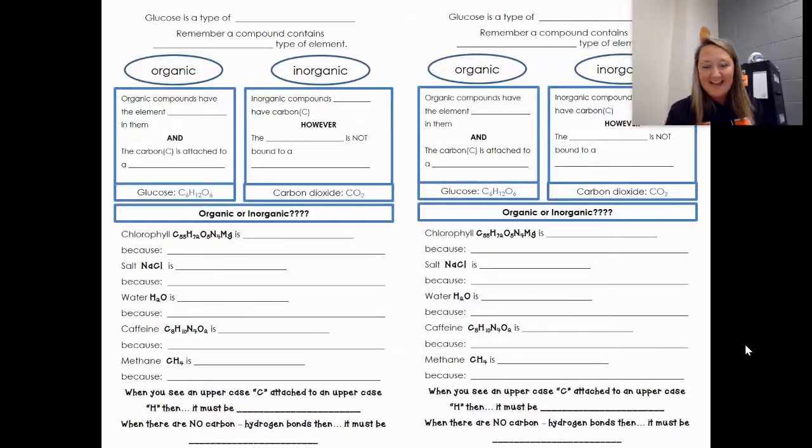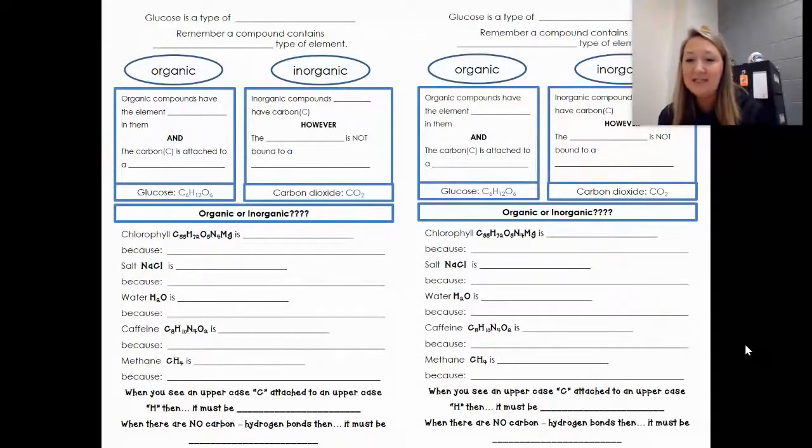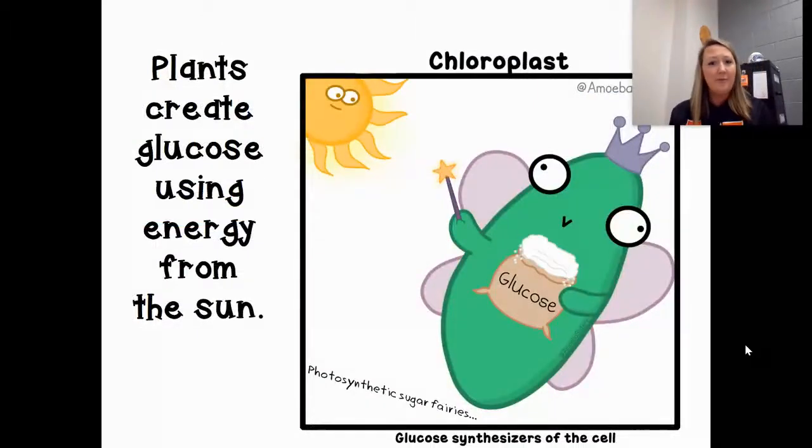Hey guys, here we are for part 2 of talking about plants and animals and how those things that are created by plants as a response to the stimulus that we talked about yesterday can be used in our environment. So you're going to be using the handout that looks like the one on the screen. And the first thing I want to remind you of is that plants create glucose using energy from the sun through that process of photosynthesis.